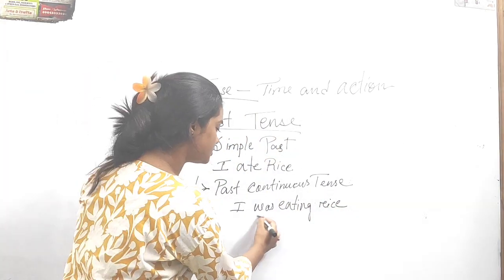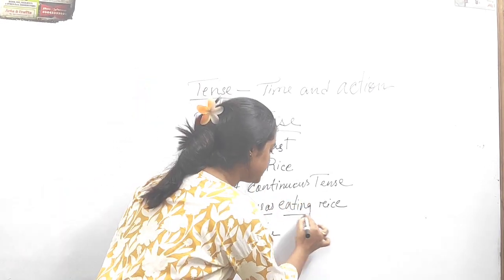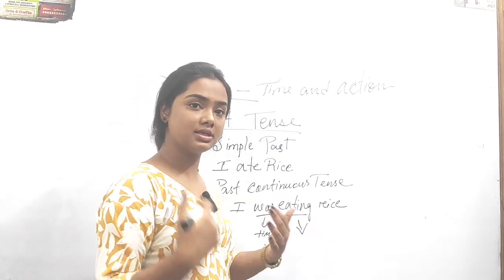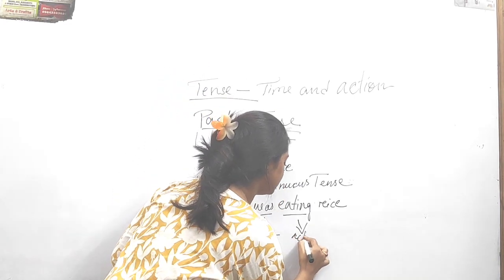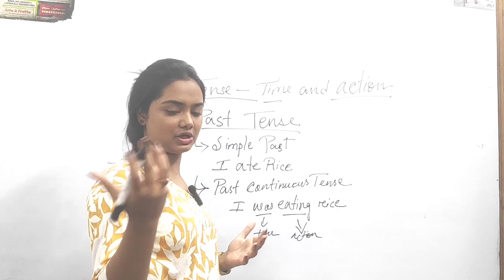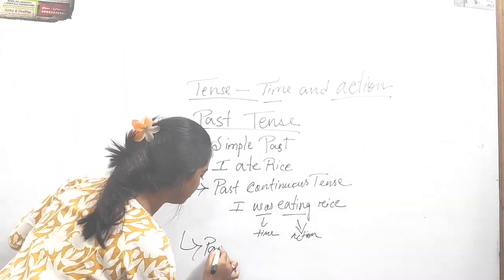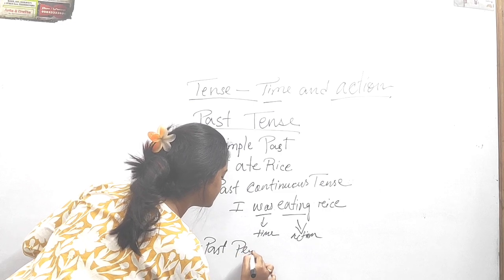See, now the was tells you about time. It was in the past, and eating tells you about action. It's still going on. As I said in the beginning, it tells you about the time and action. Next is your past perfect tense.